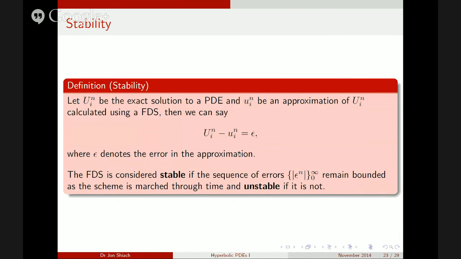Stability is determined by a couple of things. We're going to look at one of them today, and next week we're going to be looking at something totally different using Fourier series. But for today, the last thing we're going to be looking at is what's called the CFL condition.